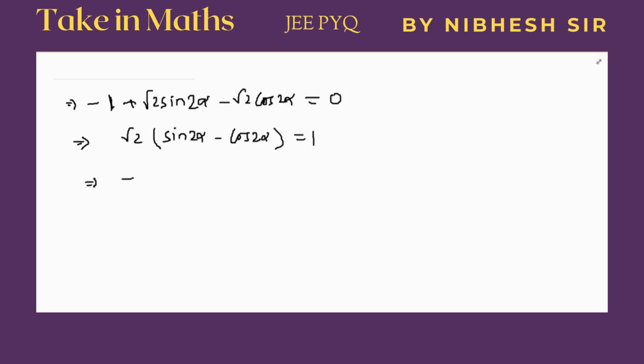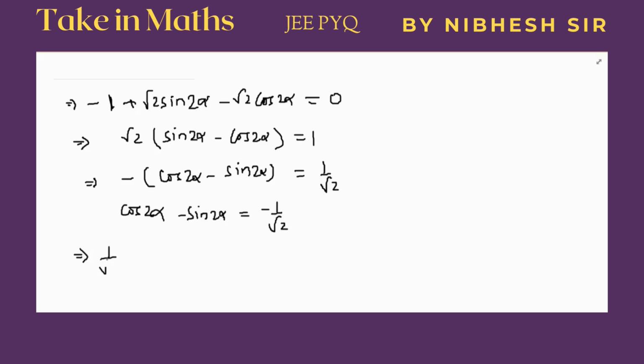Even I take minus common here, so this is cos 2 alpha minus sin 2 alpha, right? Equal to 1 by root 2 this side, 1 by root 2 this side. So this becomes cos 2 alpha minus sin 2 alpha equal to minus 1 by root 2. Now what I do here is I just multiply and divide by root 2 to cos 2 alpha, right? Here also 1 by root 2 and root 2 sin 2 alpha, right? Equal to minus 1 by root 2.